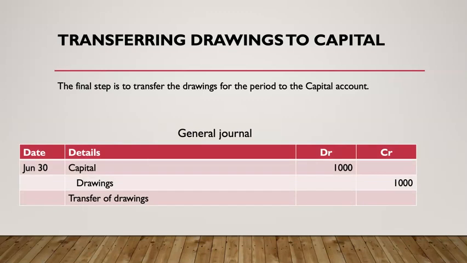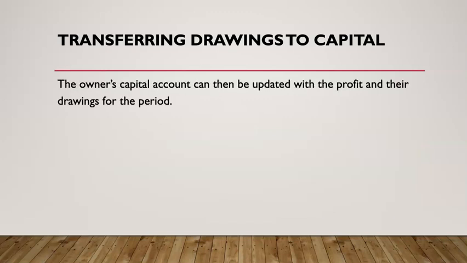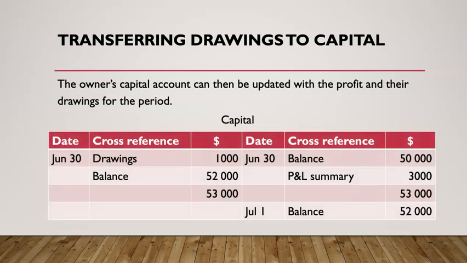So let's say we've had $1,000 of drawings. We're going to record that as a credit in drawings, and our capital is going to go down, which is a debit. We can then update our owner's capital account, our owner's equity, with both our profit and the drawings for the period. It might look something like this, and this looks a bit complicated. Our capital account could ultimately look like this, using our business example.